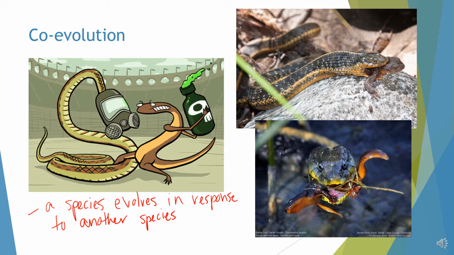So the example I have for you here is, this is the garter snake. It's non-venomous. And this is the rough skin newt. It is poisonous. So it secretes this toxin. It's called tetrodotoxin.